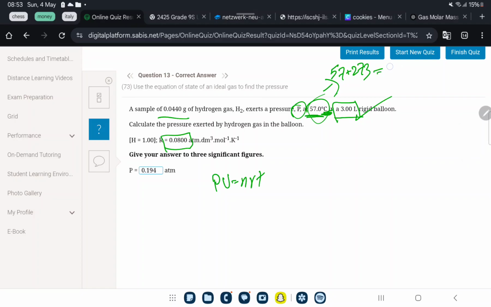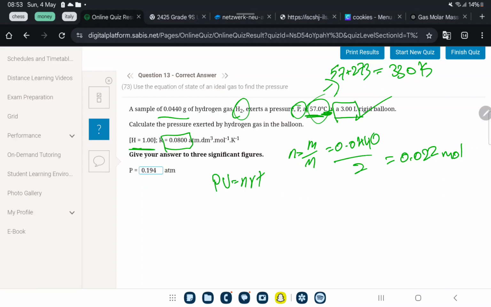You get 330 Kelvin. And 0.0440 grams, you want it to be in moles. So n equals m over M. 0.0440, H is 1, since it's gas, so H2 over 2, you get 0.022 moles.